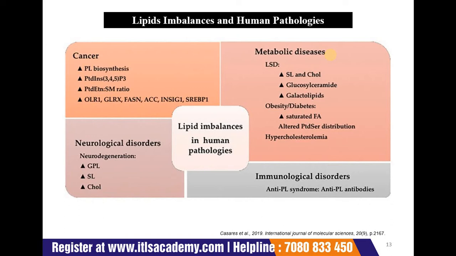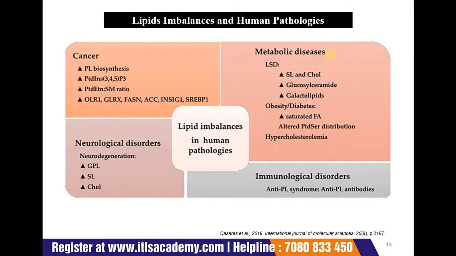There are immunological disorders as well, which develop with vascular thromboembolism, and it also leads to anti-PL syndrome and anti-PL antibodies. It can lead to miscarriages sometimes. So there are a lot of disorders and diseases associated with lipid imbalances. One of the most common diseases associated is cystic fibrosis, which is not mentioned here, but it is one of the most common diseases that happen because of lipid imbalance, which impairs the surfactant ability in the lungs and promotes a lot of bacterial growth.